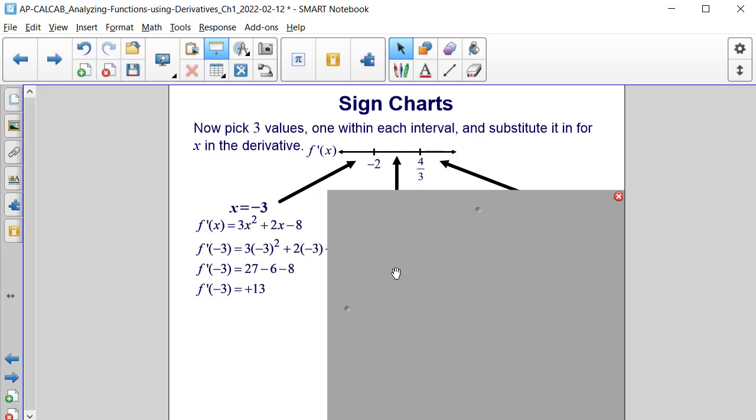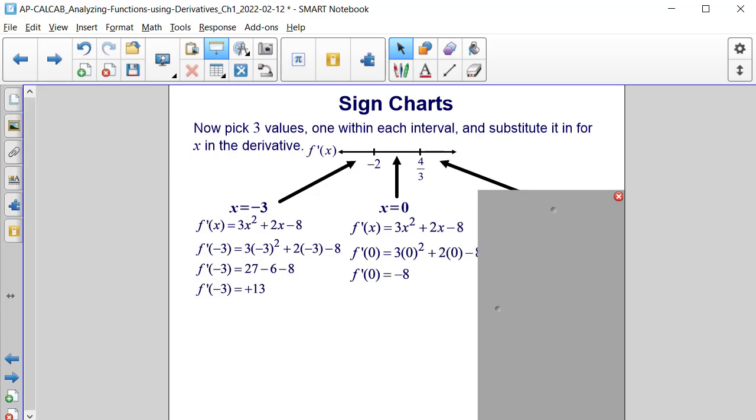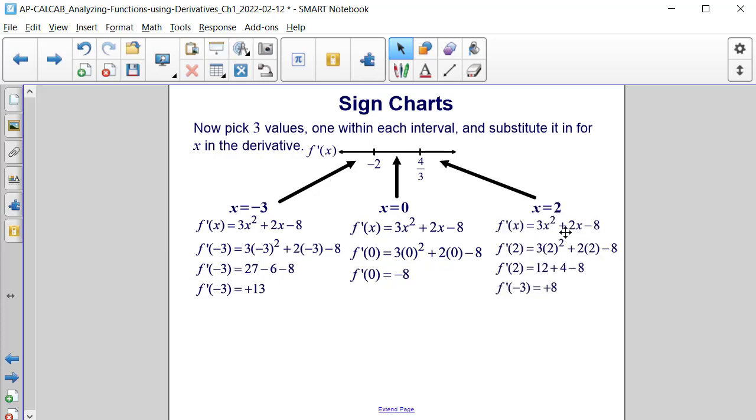And then now we have to pick a number between negative 2 and positive 4/3. Easiest value is probably 0. You could also pick 1. That's an easy value. If 0 is an option, I usually go to that one first because it's really simple for substitution. We can clearly see that when 0 is filled in, f prime of 0 is negative 8. So it's negative here. And then we have to select something that's bigger than 4/3. x equals 2 is probably the easiest. And if you use x equals 2, you'll get a positive 8 here.